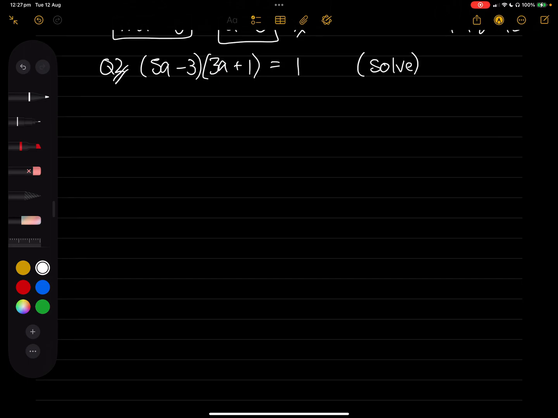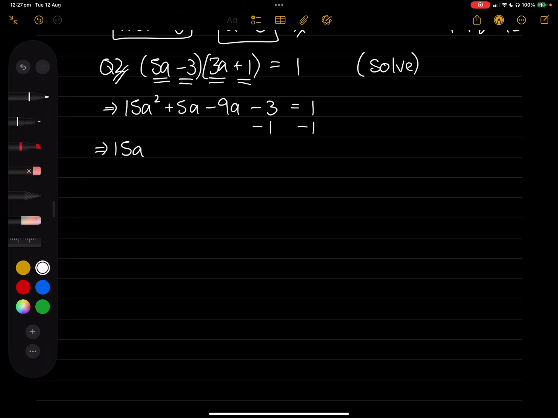For question 2, this is a little bit harder. We need to expand the brackets, move everything to one side, and then factor again. So let's do a FOIL expansion. 5a times 3a is 15a squared. 5a times 1 is plus 5a. Minus 3 times 3a is minus 9a. Minus 3 times 1 is minus 3. This equals 1. Going to minus 1 from both sides straight away to get it equal to 0.